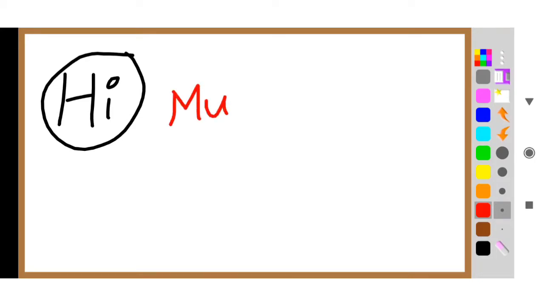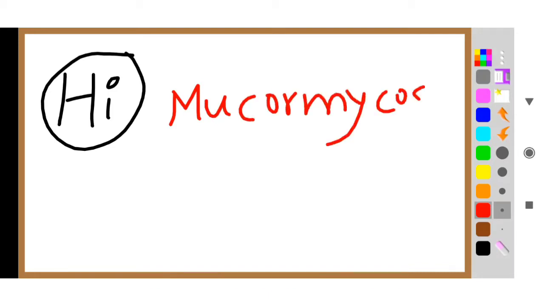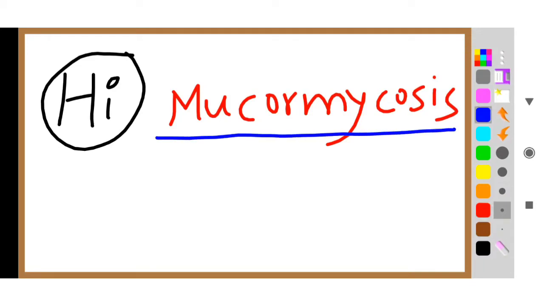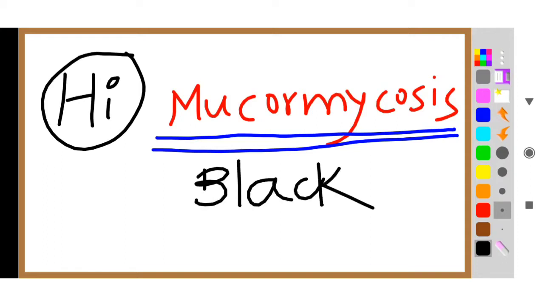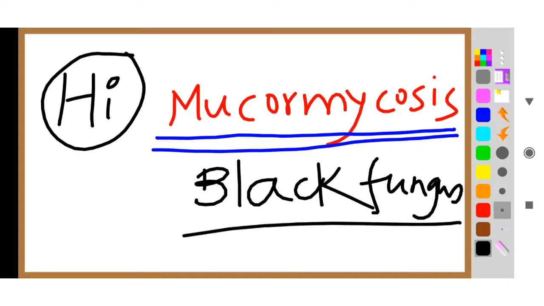The topic is mucormycosis. Now mucormycosis is a very important topic these days because it is very famous because of the post-COVID patients infection. So basically this is known as black fungus disease. So why is it called black fungus? Because some parts of your mouth turn black because of this fungus.